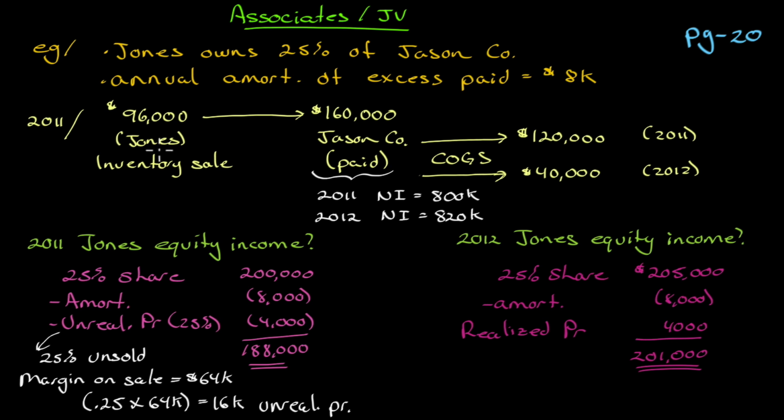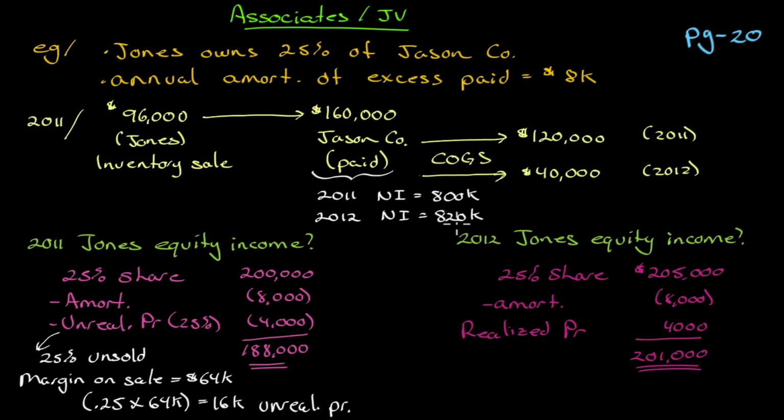In 2011, let's say Jones is us and Jason is the other company. Jones made an inventory sale to Jason of $96,000 that cost us $96,000, for $160,000. That's what Jason Company paid. Of it, $120,000 was sold in 2011 and the other $40,000 was sold in 2012. That's their cost of goods sold. 2011 net income was $800,000. 2012 net income was $820,000.